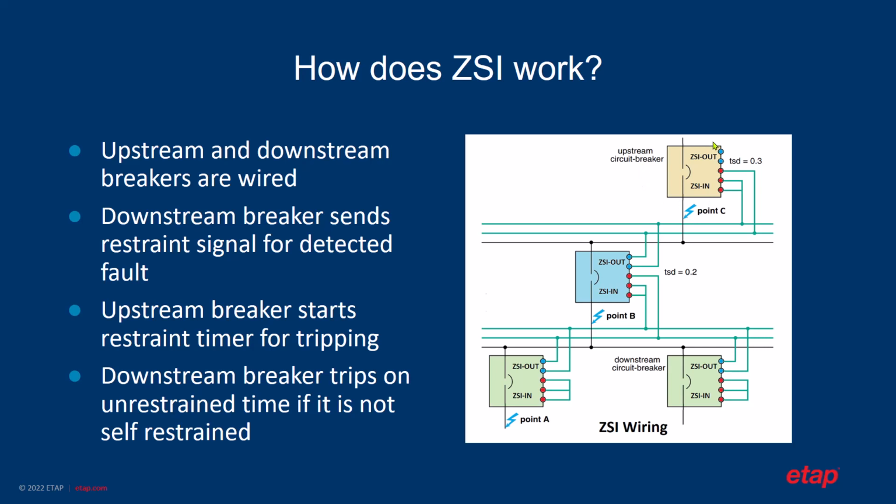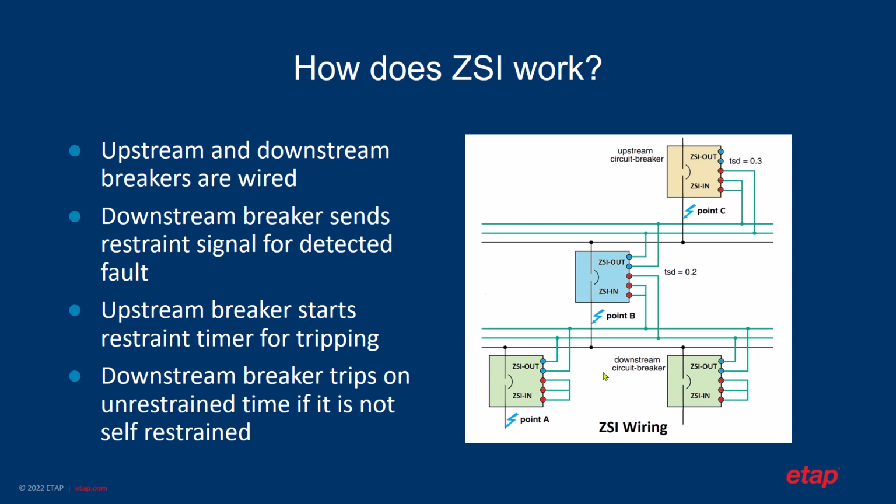The upstream yellow breaker right here receives a signal from the blue breaker. As you can see, the output is connected to the input of the yellow breaker. And there's no upstream breaker, so this output does not connect to any other breakers. So that's the basic wiring. We make sure upstream and downstream breakers are wired.